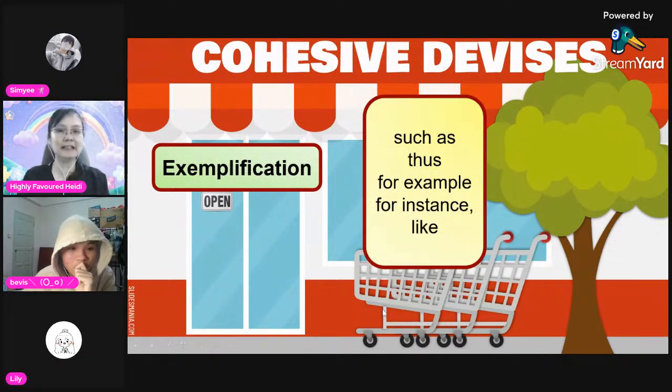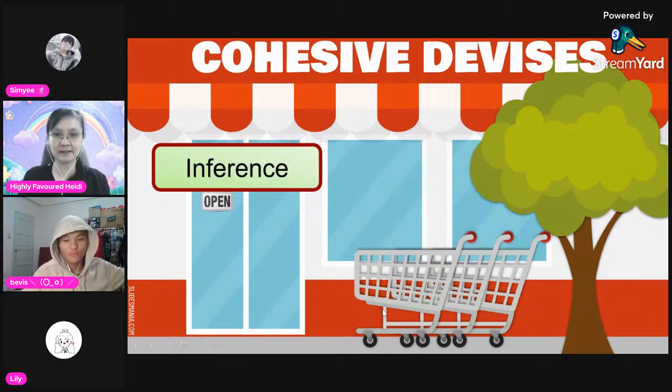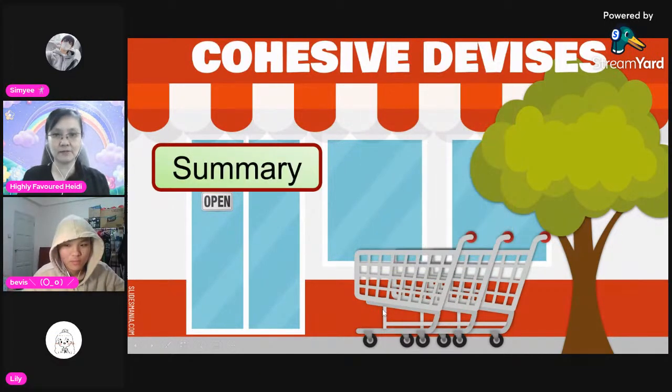Exemplification: such as, thus, for example, for instance, and like. You normally use such as, for example. So now maybe you can change to for instance, thus. So these are the different varieties of cohesive devices. Inference also has one.